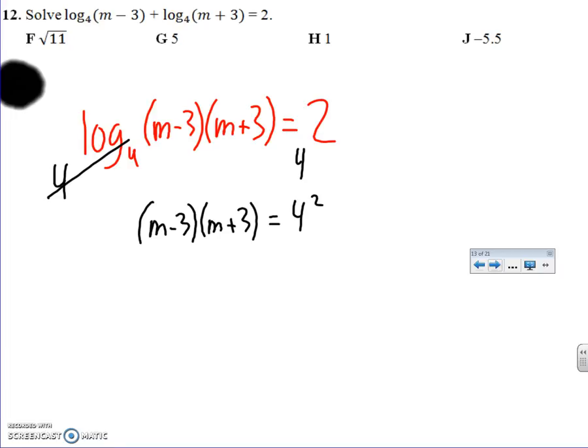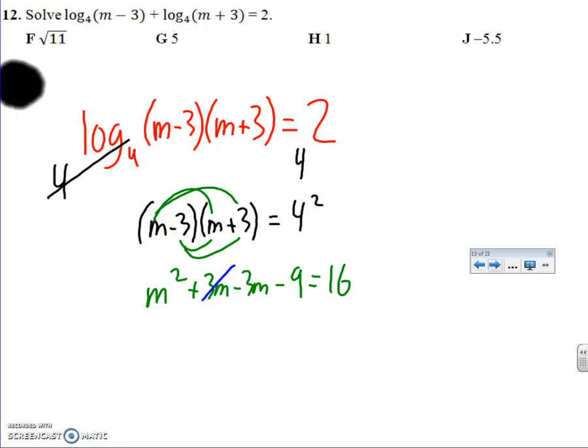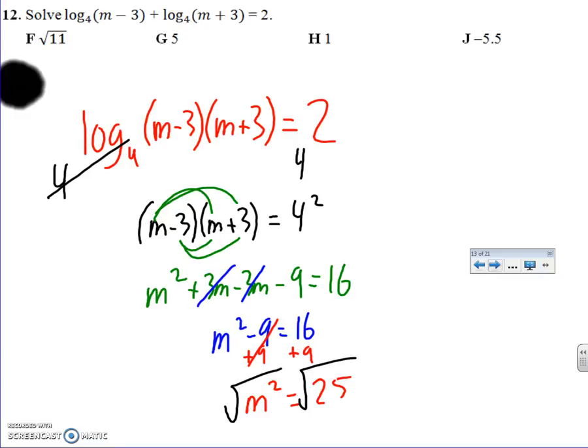Now y'all know how to FOIL, been doing it for a long time. So multiply those. m squared plus 3m minus 3m minus 9 equals 16. Combine terms, these are gone. So m squared minus 9 equals 16. You can do the quadratic formula here, or if b is 0, there's no b term, you can just do regular algebra. I'll do the regular algebra part here. m squared equals 25. I can square root both sides. So m equals positive or negative 5.